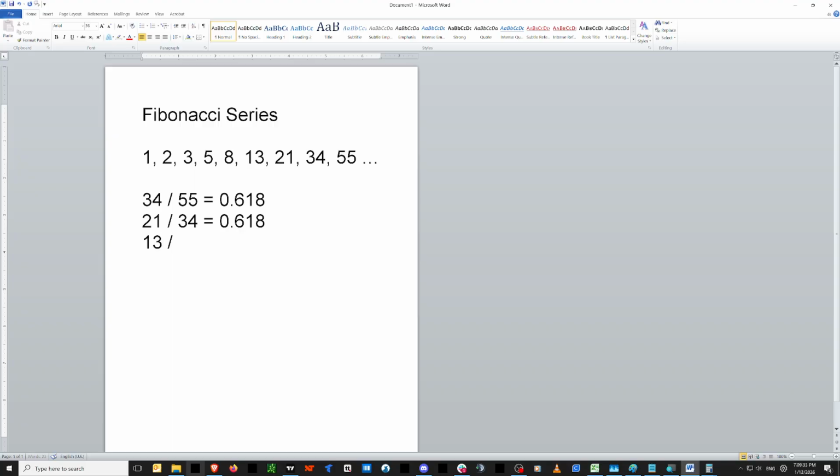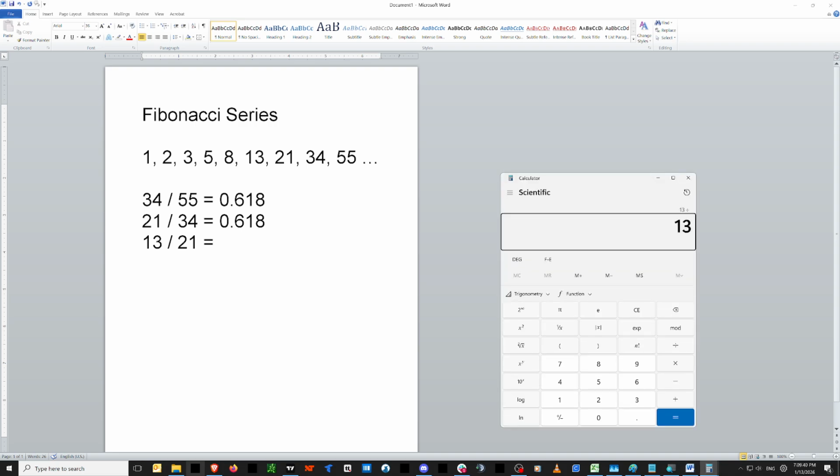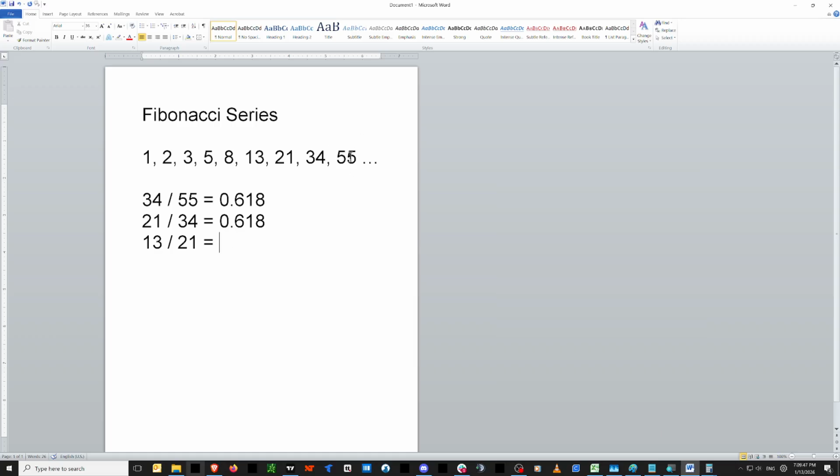And then 13 divided by 21 equals, you're going to guess what this one is, right? Okay, 0.619. But as we move forward, we go from 55 to 89 to 144 to 233, whatever the next number is. We see this, it becomes more and more precise to the decimal point. 0.618, 0.618, and that is called the golden ratio.